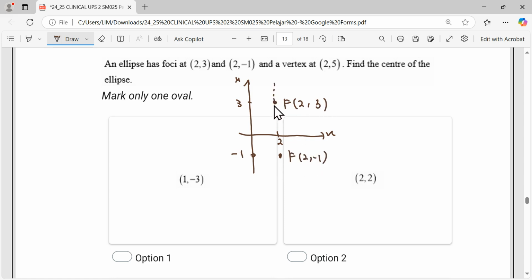So it looks obvious that our ellipse here is vertical. And another vertex at 2, 5. So 2, 5 should be at the end here. Alright, so this is our sketching here.